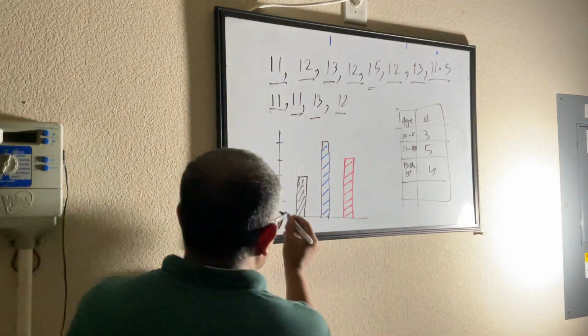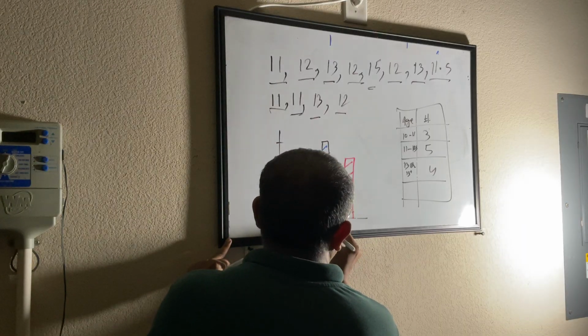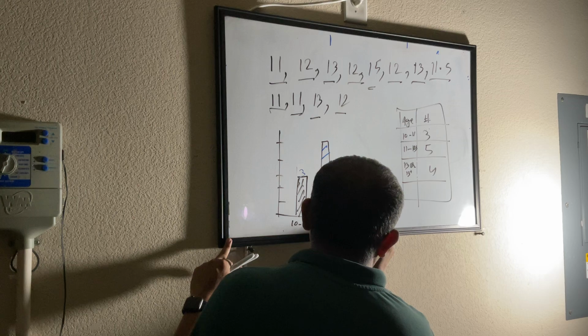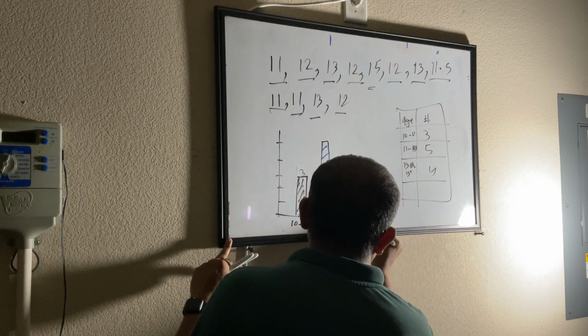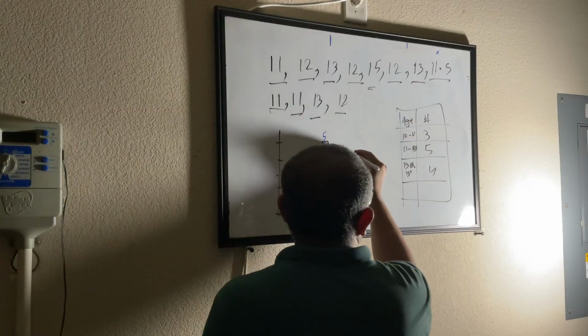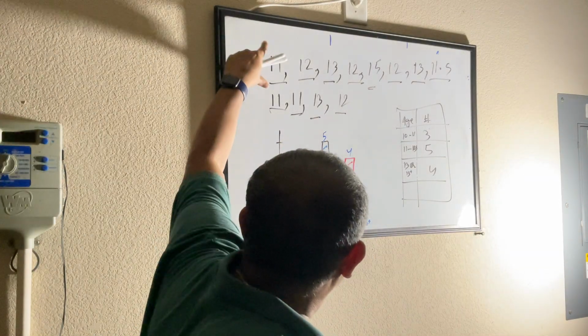Now, this is 1, 2, 3. Okay, this is 11 to 12.5, and this is 13 or 13 plus. This is 5 kids. This is 4 kids. Look at from here to here.